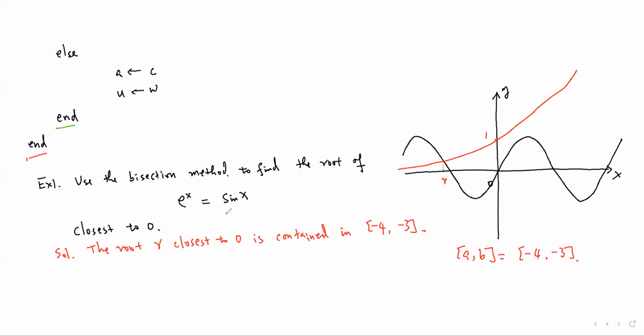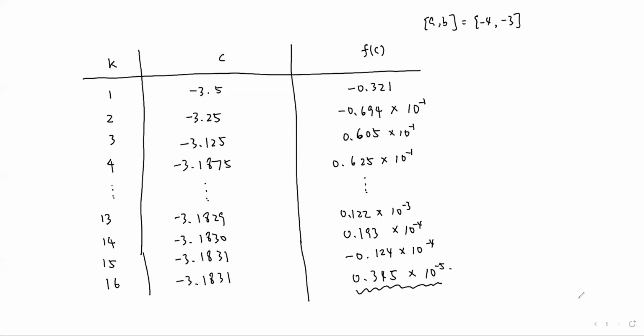The bisection method actually is not fast. We can prove that the convergence rate of the bisection method is linear. Recall the definition of linear convergence. We have a sequence.